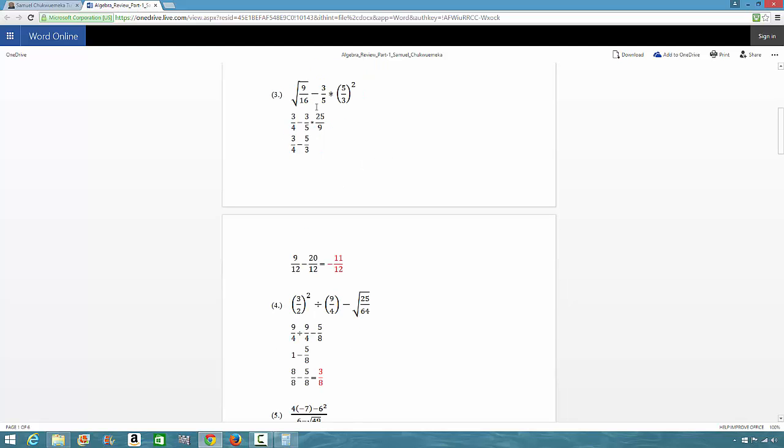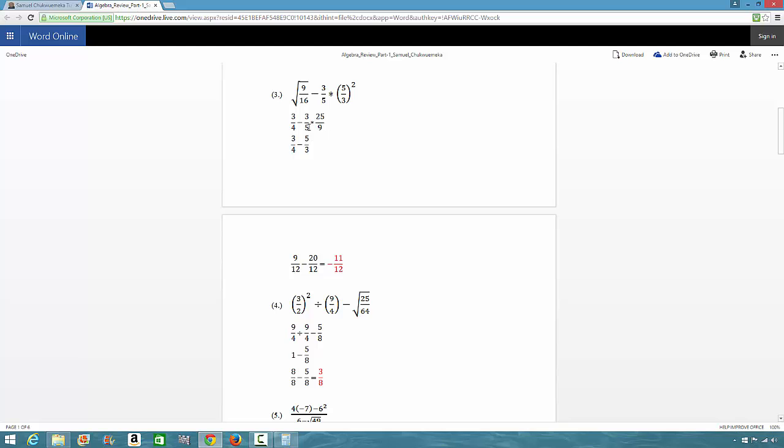Question 3, you have the square root of 9 over 16 minus 3 over 5 times 5 over 3, all squared. You still have to apply the order of operations here. Here we look at this positive square root. The positive square root of 9 over 16 will give you 3 over 4, minus 3 over 5 times 5 over 3 all squared. 5 squared is 25, 3 squared is 9. So you have a subtraction and a multiplication.